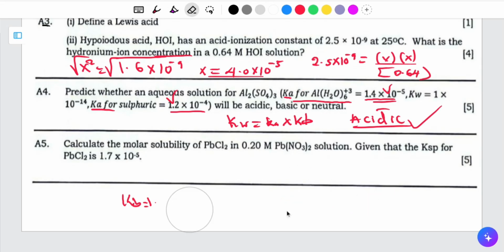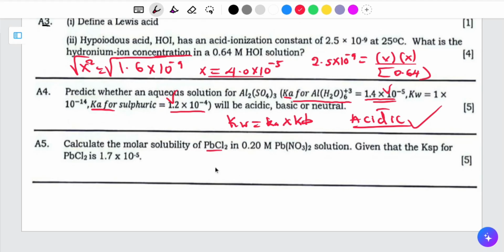The next one, calculate the molar solubility of lead chloride in 0.2 molarity of lead nitrate solution. Given that the Ksp for lead chloride is 1.7 multiplied by 10 to the power negative 5. So we are going to consider the common ion effect.